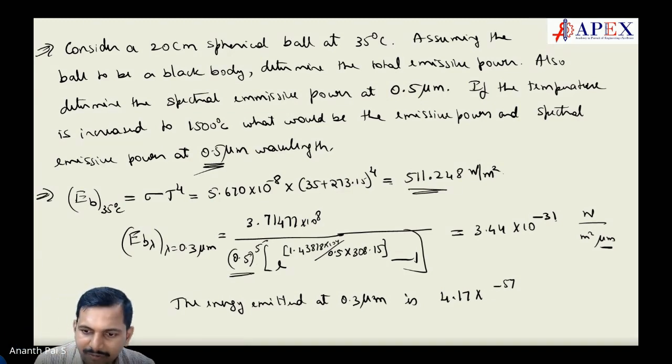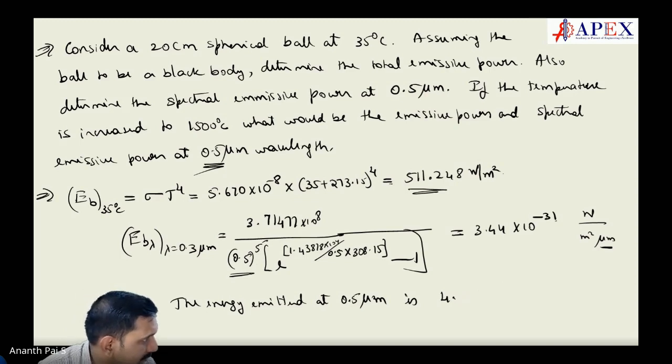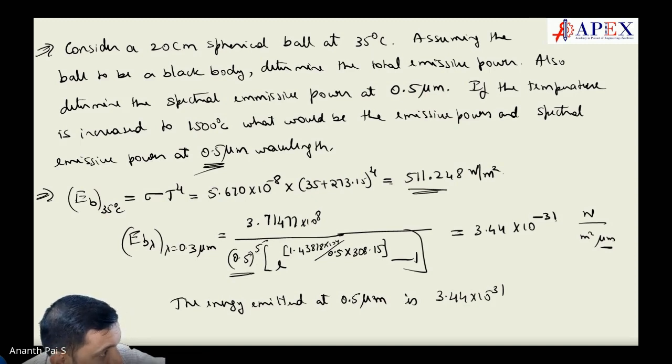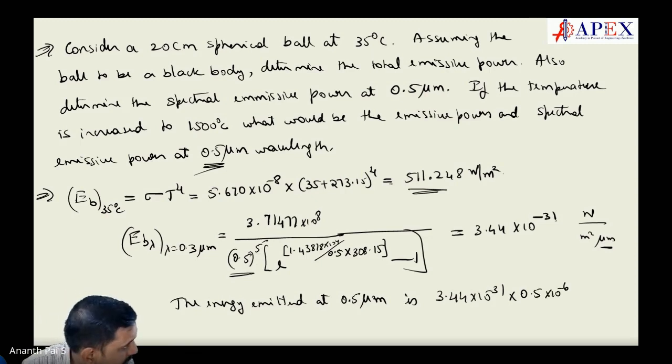Why do I say 0.5 micrometer? Observe, this is the visible radiation, right? So it is 3.44 into 10 power minus 31 into... wait a minute, hear me students. This calculation is a small thing, the concept is important. The energy emitted at 0.5 micrometer is 3.44 into 10 power minus 31 into 0.5 into 10 power minus 6 watt per meter square.